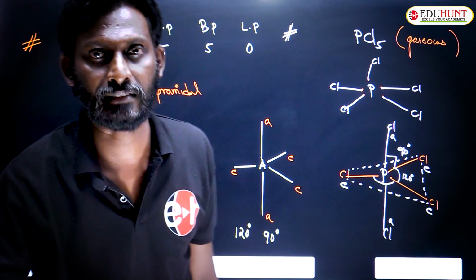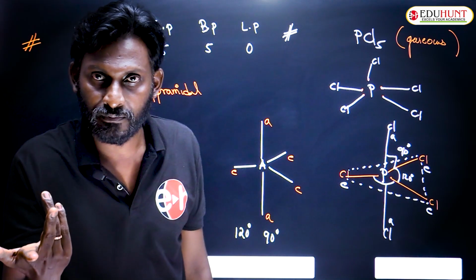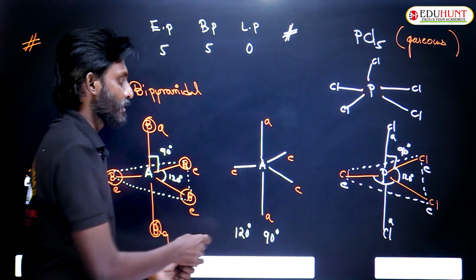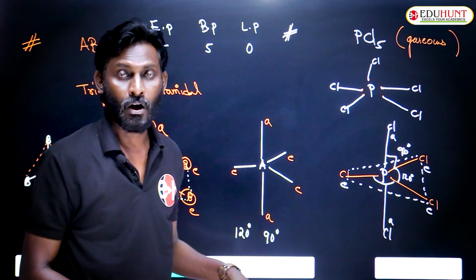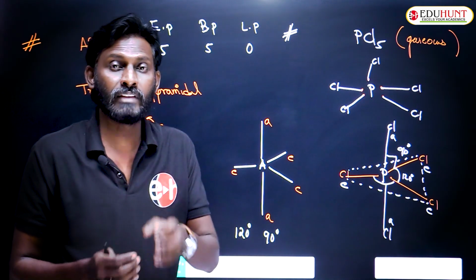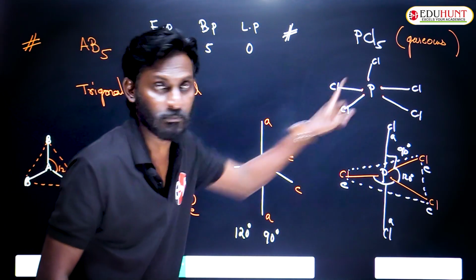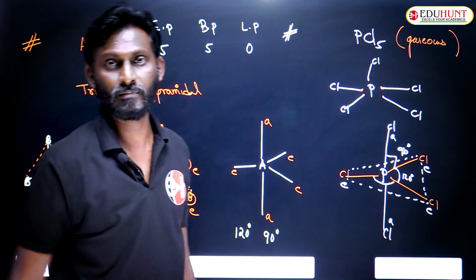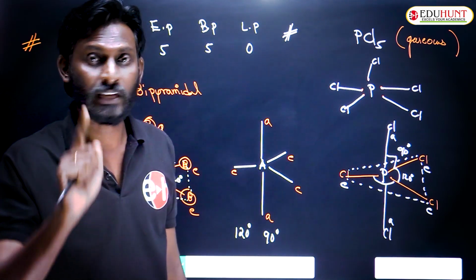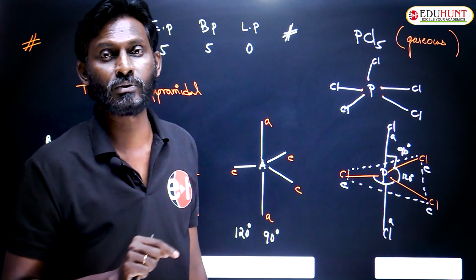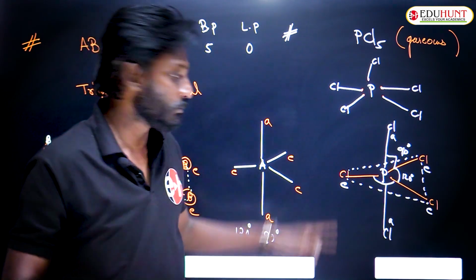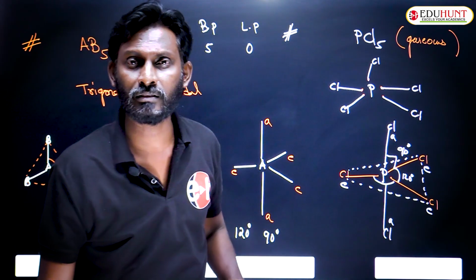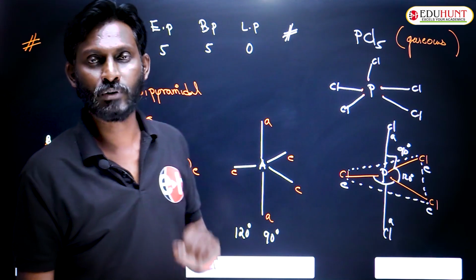Now the question arises, sir, what happens if there are two different types of atoms in this trigonal bipyramidal shape? Or what happens if there is one lone pair among these 5 electron pairs? If there is one lone pair, at what position should I give it? Should I give the lone pair to the equatorial position or the axial position? That's the question. Yes, I am going to discuss that now.